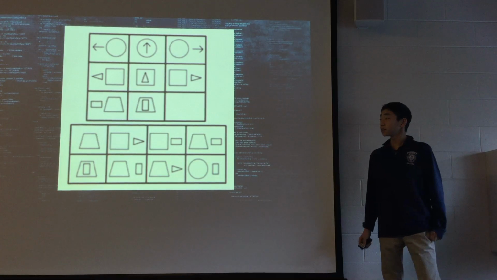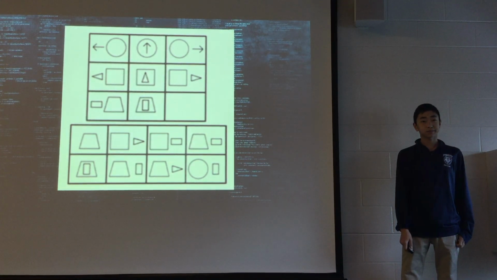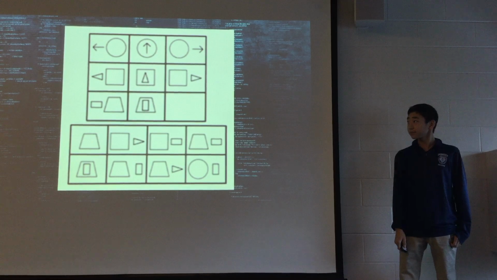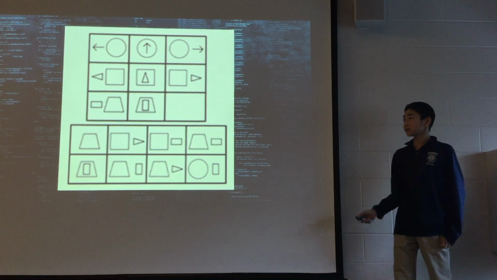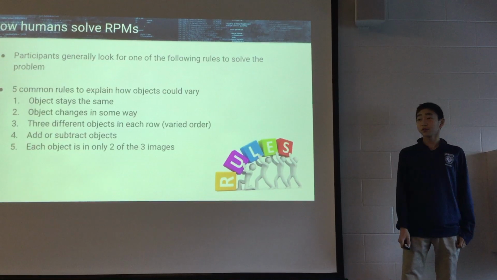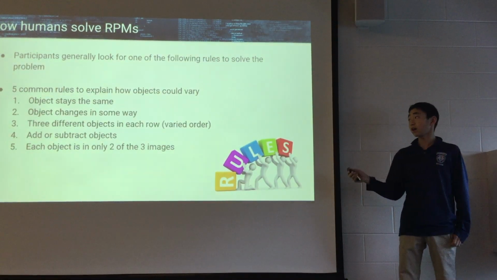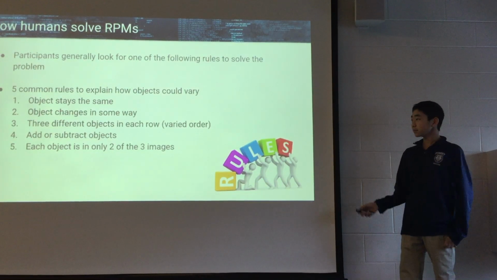So back to this question. How did you solve this again? Anyone? Want me to repeat it? Sure. It pretty much just mirrors the left side. Okay, so an object changes some way, right? Yeah. So interestingly, that's the second most common way humans use to explain how objects can vary. The first being object stays the same, pretty simple.